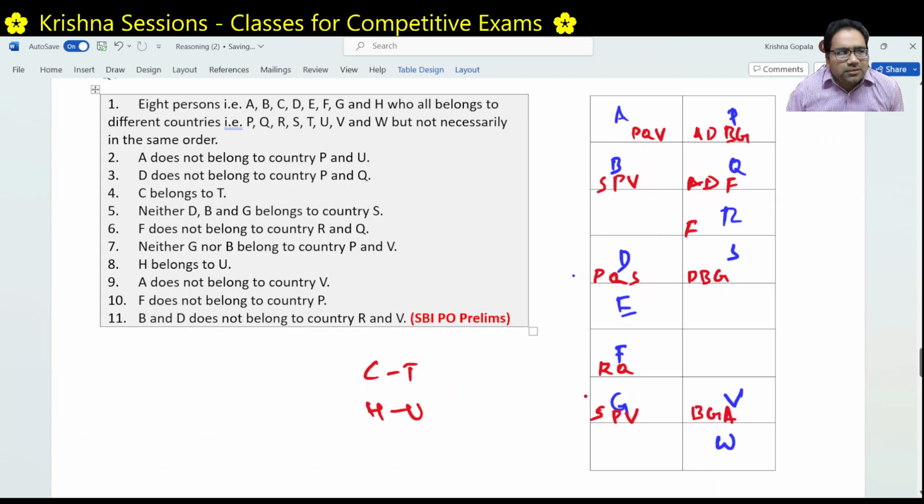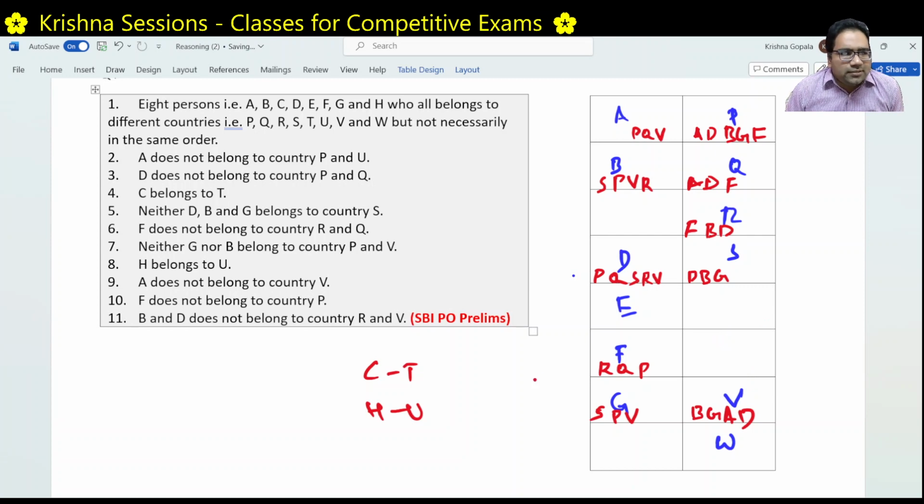F does not belong to country P. F, P is not possible. In P, F is also not possible. B and D do not belong to R and V. B, R will not come. V, as we had discussed earlier, will not come. D also, R and V will not come. Similarly for R also, B will not come. D will not come. V also, B is already there. D will not come.